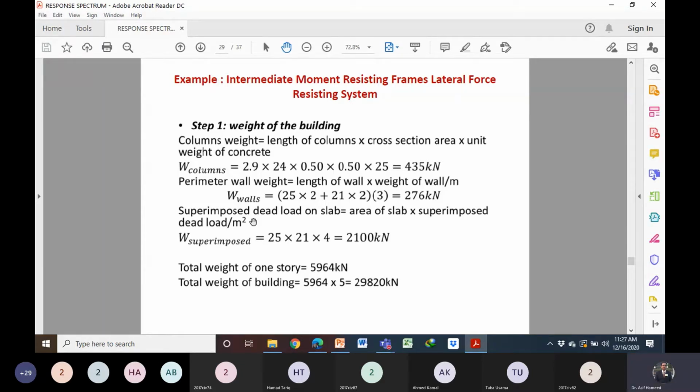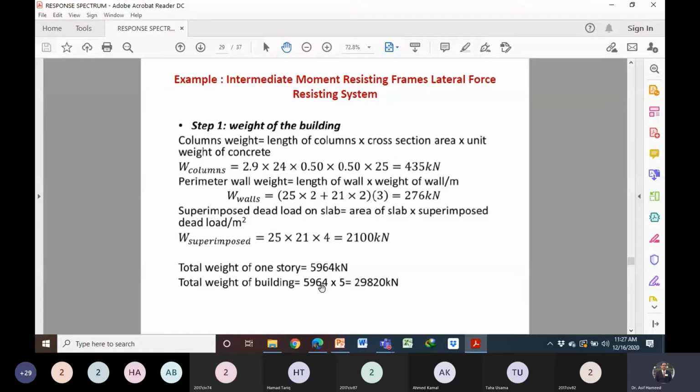That was the thickness of the slab, self weight of the slab. And now this is a superimposed dead load. Okay, clear. So we can have the weight of one story, and then we can multiply with the number of stories. We will have the weight of the structure.